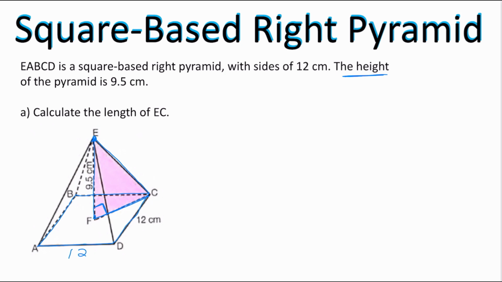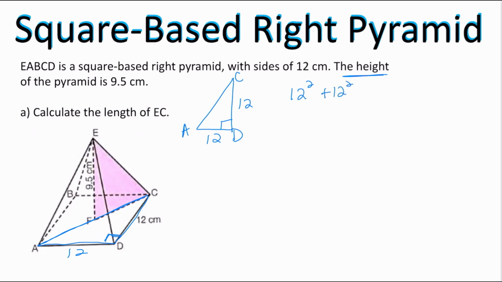It's okay, because one of the things that we can do is work with this bottom square, and I can find this diagonal, okay? Because this is a square, this corner right here is a right angle. So I'm going to go ahead and draw 12, 12, and my job is to find the length of AC. So I'm going to use the Pythagorean theorem. 12 squared plus 12 squared is equal to AC squared. 144 plus 144 is equal to AC squared. 288 is equal to AC squared.